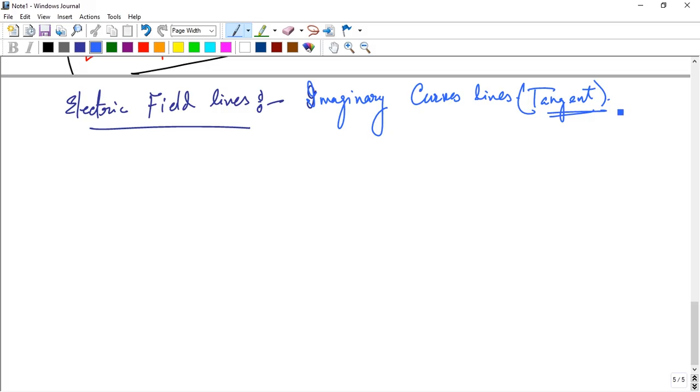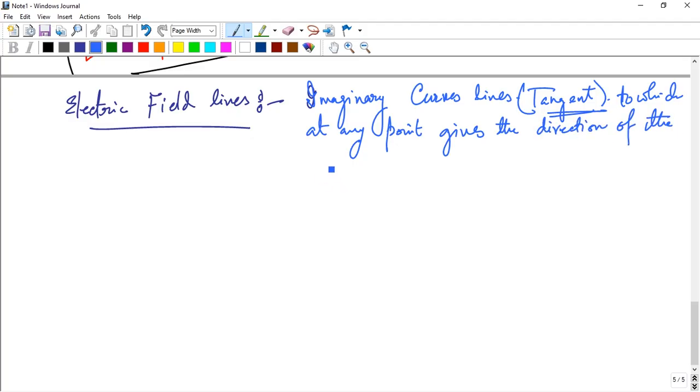Remember, there is a tangent which at any point gives the direction of the electric field. That's the field line, at that point. Okay, so there are some properties of electric field lines.